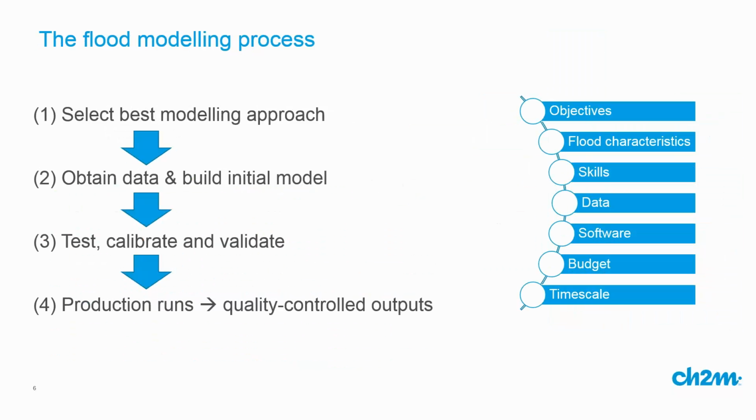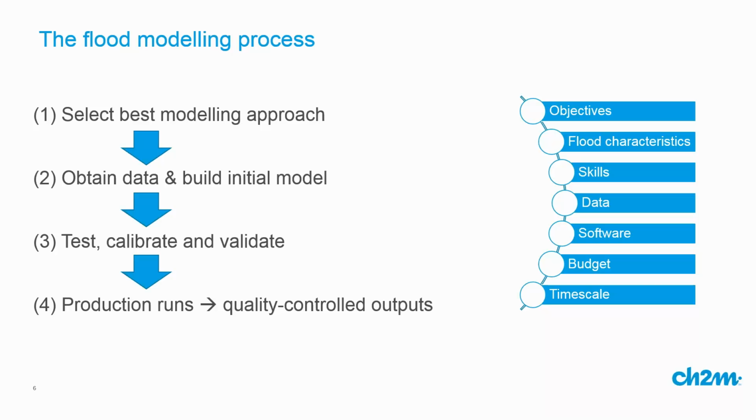The flood modelling process is shown on the left-hand side of here. The first step, perhaps the most important, is to decide how we're going to do the modelling. So it's selecting the most appropriate approach for the particular problem we've got to solve and the catchment we've got to work on. After we've selected the most appropriate approach, we can then start to obtain data and build our initial model, which we then go through to a stage where we're testing that model for extreme conditions. We calibrate it using observed data, and then where we can, we validate it to demonstrate that it works well against another historic event that wasn't used in the calibration.